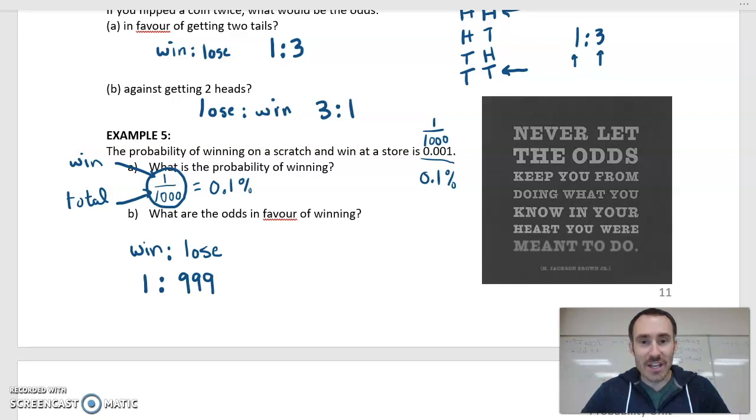Now I'd like to end with an inspirational quote that you see in front of you. Never let the odds keep you from doing what you know in your heart you are meant to do. The odds might seem stacked against you to become a doctor, or whatever your goal is, be the first dirt biker to do a quadruple backflip or something like that. But don't let that stop you, unless you're trying to do a quadruple backflip, and don't do that.